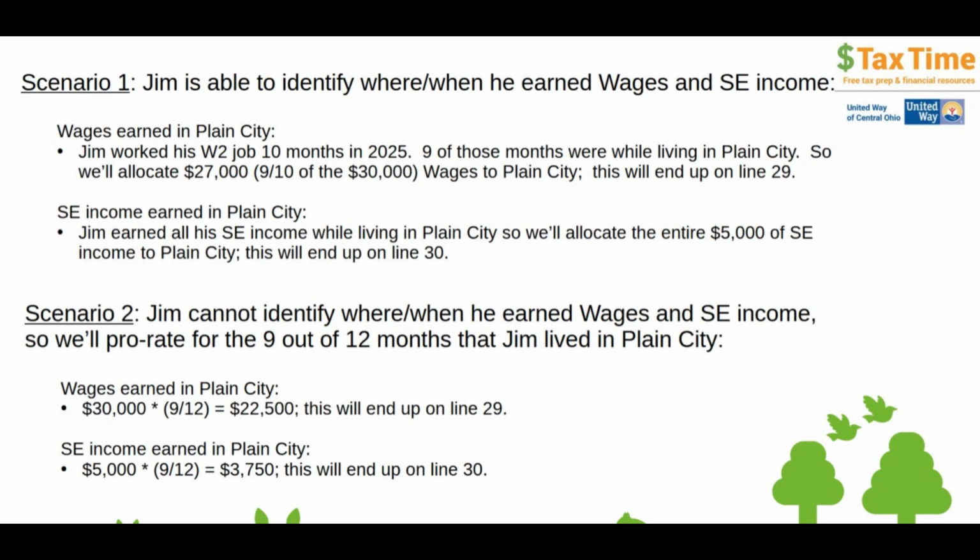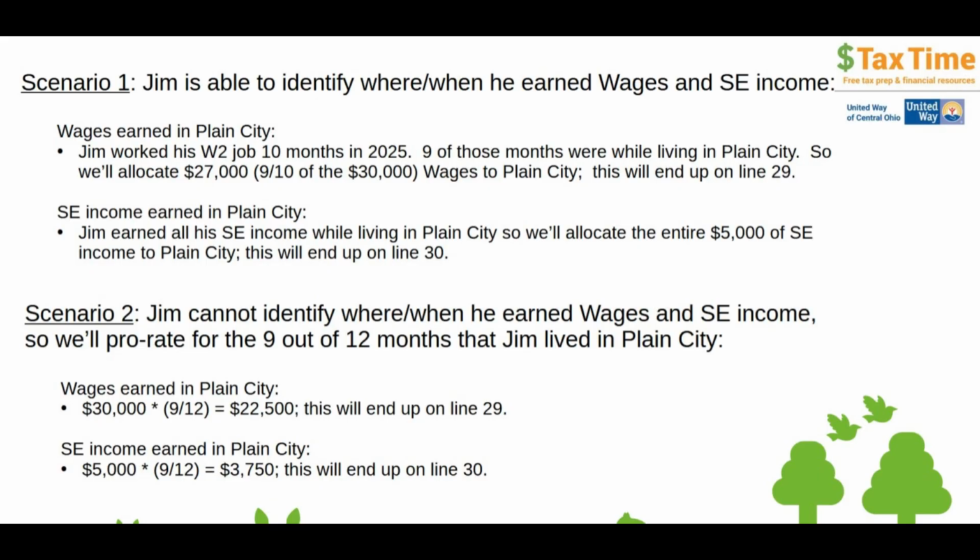Let's look at how to properly allocate the income to the taxing school district. In scenario one, we're going to say that Jim is able to identify where and when he earned his wages and self-employment income. For the wages earned in Plain City, which is in the Jonathan Alder taxing school district, Jim worked his W-2 job for 10 months in 2025, and 9 of those months were while he was living in Plain City. So we'll go ahead and allocate 9/10 of that income into Plain City, and this is going to end up on line 29 of the SD 100.